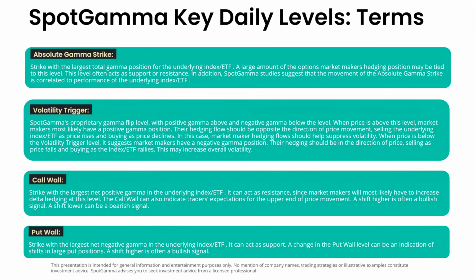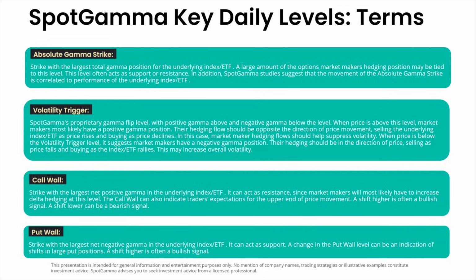The key daily levels are available on the dashboard home screen, in the data table at the bottom of the Founder's Note, and in Equity Hub. They are updated every day and are proprietary to SpotGamma. The absolute gamma strike is the strike with the largest absolute positive and negative gamma. The volatility trigger is SpotGamma's proprietary gamma flip level, with positive gamma above and negative gamma below.